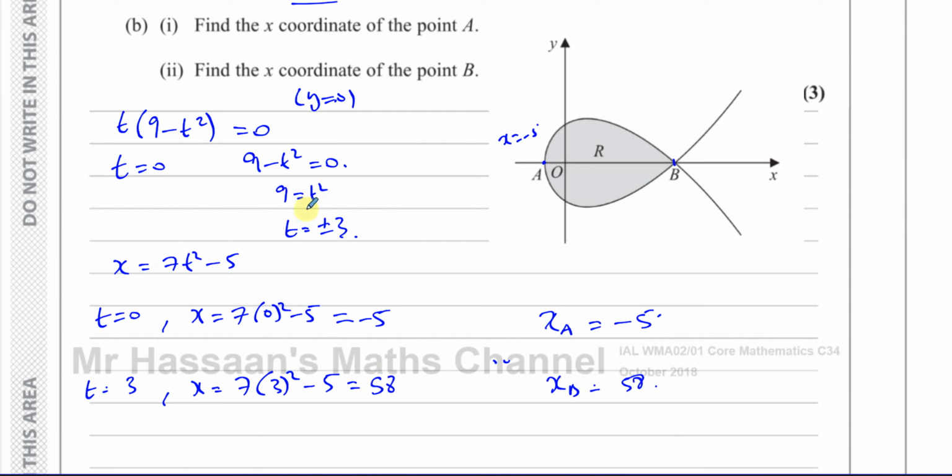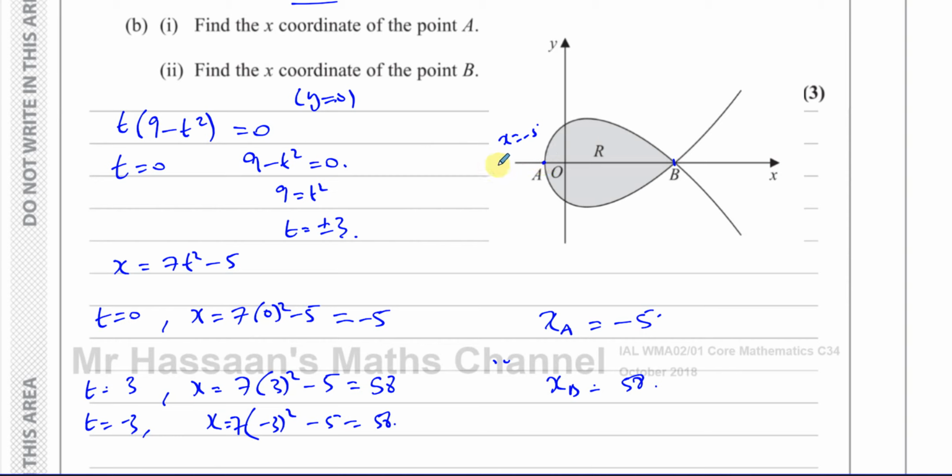But there's something interesting here. It says t equals minus 3. Let's see if we put t equals minus 3. What we'll notice is we get the same value for x. You have 7 times minus 3 squared minus 5. When you square the minus 3, it's going to give you 9. So you have the same answer, 58. So we know for sure B is 58. Now, B is obtained when t equals 3 and when t equals minus 3 as well.